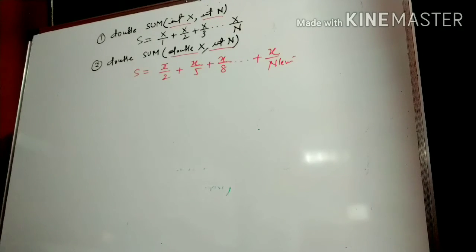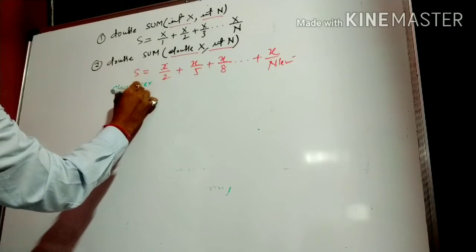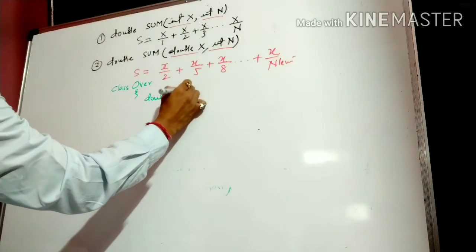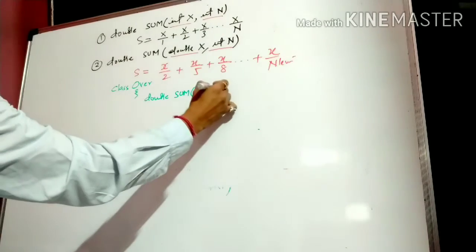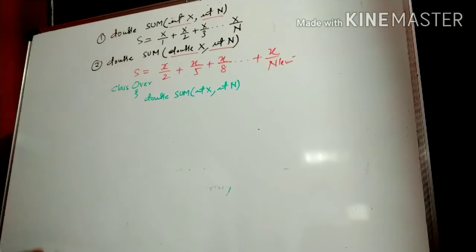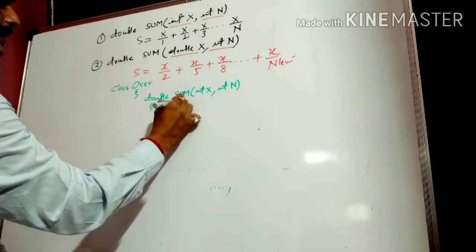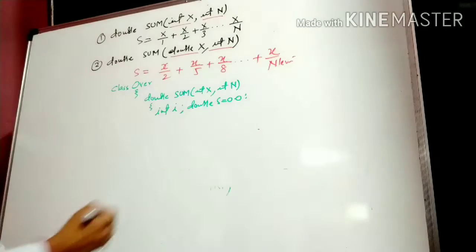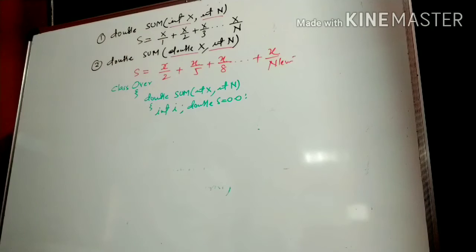So here the class name is over. You can make any class name. Here is a double. No need to declare an instance variable, not required. If you want to declare an instance variable, you can write double s. That is common for both the methods. Now here is integer i and double s equal to 0.0. Why double? Because this is divided by this one. We will get the answer in decimal point.